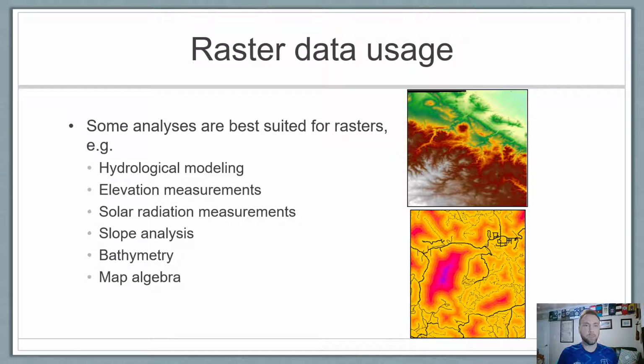So raster data usage. What are some uses that we can get out of raster data? Hydrological modeling, elevation measurements, solar radiation measurements, slope analysis, bathymetry, essentially the surface of the seafloor, or map algebra, where you can actually take two different rasters and find out how they differ, how they may stack upon one another, and that's great for actually running spatial analysis with rasters.